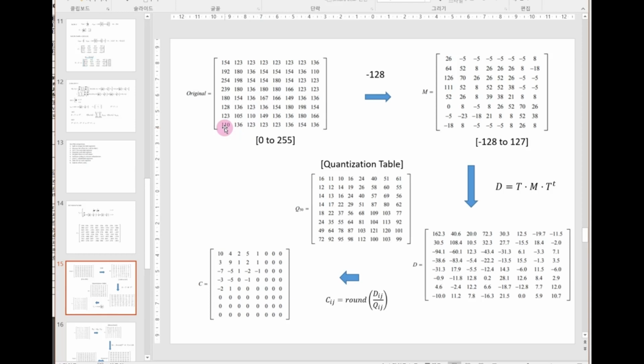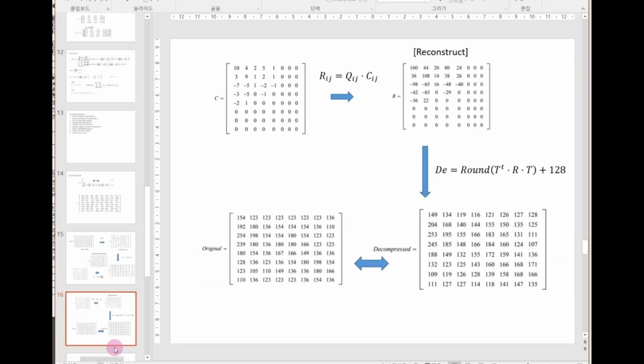This original image is an unsigned number from 0 to 255. So we need to remove the DC offset, which is this one, and then we apply the two-dimensional DCT. This is the two-dimensional DCT, and most of the values are non-zero. By using the quantization table, we can round off the values. Then this table is converted into this, but most of the entries are 0. So we do not store the 0 values. Only non-zero values are stored. That is how we compress the image in the spectral domain.